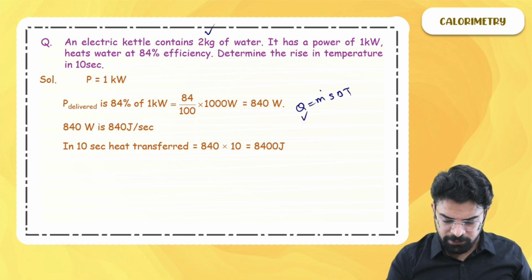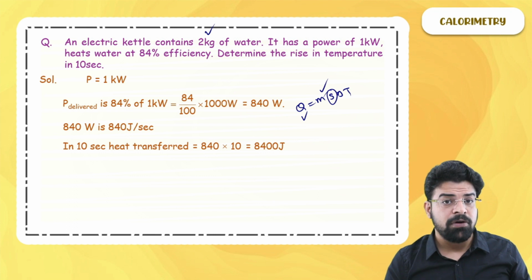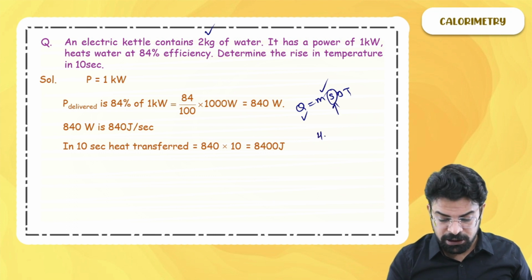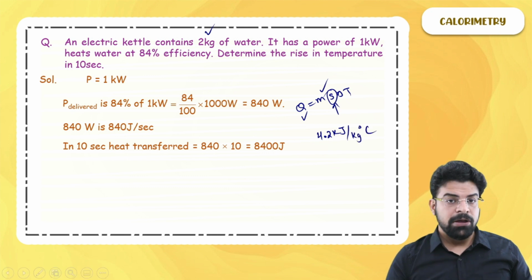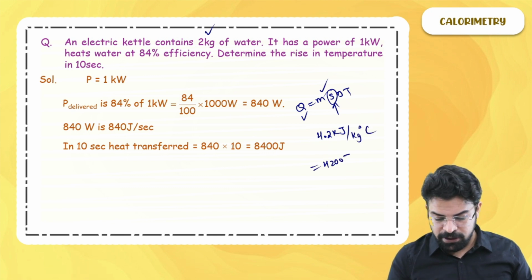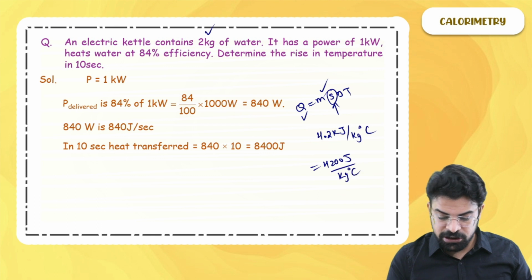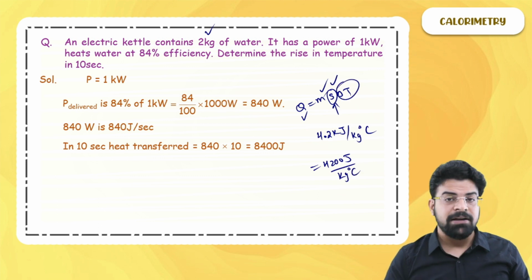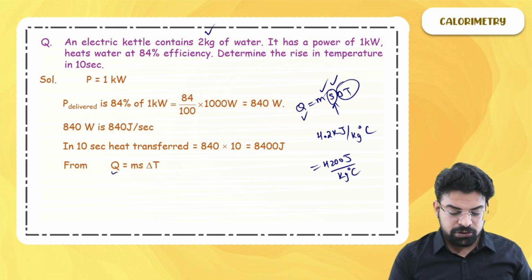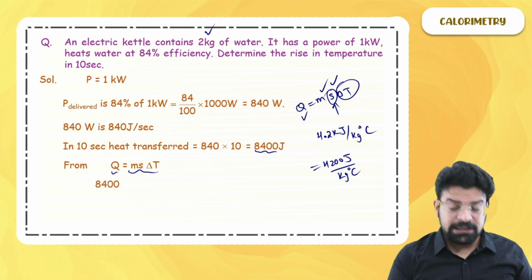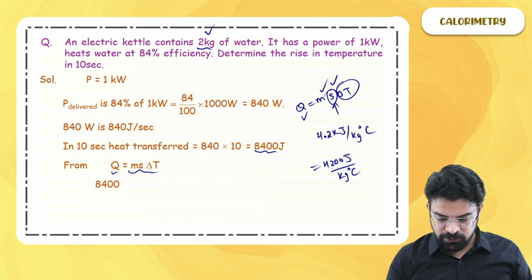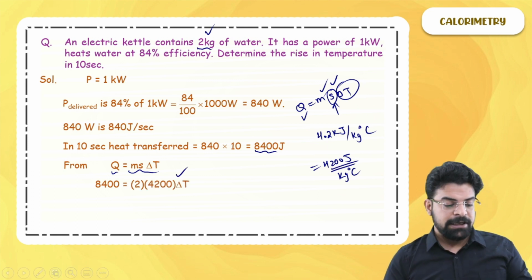We know the heat provided, we know the mass, we know the specific heat of water. The specific heat of water is 4.2 kilojoule per kg degree centigrade, which is as good as 4200 joule per kg degree centigrade. So we know specific heat, we just need to find delta T. So from Q equals ms delta T, the heat provided is 8400 joule, and this equals the mass of the water 2 into the specific heat, which is 4200, into the rise in temperature delta T.